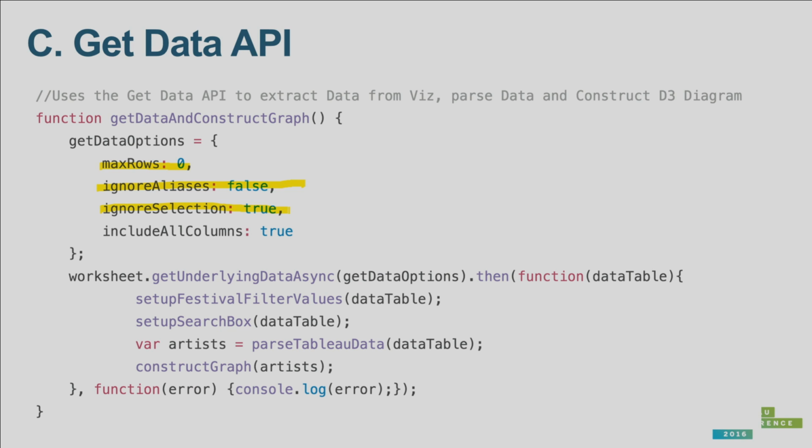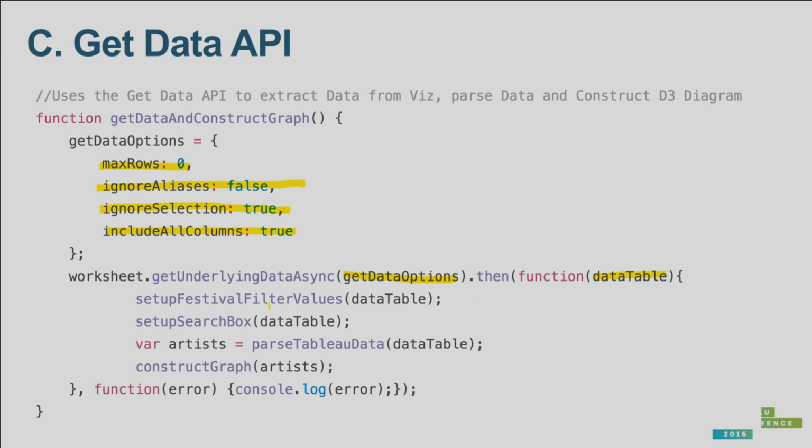And with include columns set to true, we can query back all the columns in the data source, and that includes some information that is not displayed in the Tableau Viz. So with those options, I can feed it into the get underlying data async API, and what I would get back is a data table object. And this data table object has information on the metadata of the data. So you can look at the column names, you can look at the column properties, and it also contains the actual data that is stored behind the Viz.